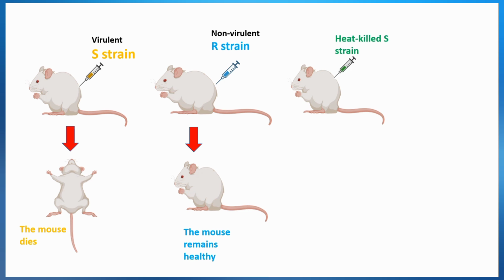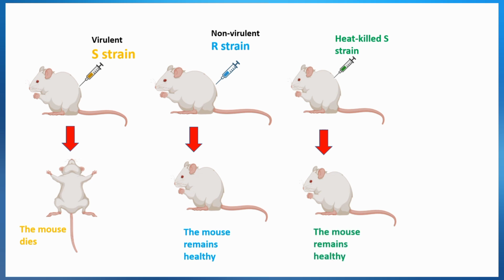Then he moved on to the third mouse, which he injected with heat-killed S strain. He took a sample of the virulent S strain and heated it to kill them. After that, he injected it into the mouse, and the mouse remained healthy.